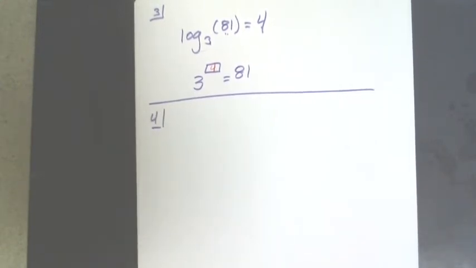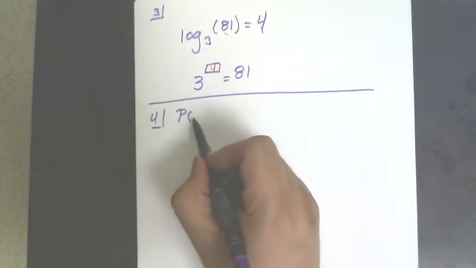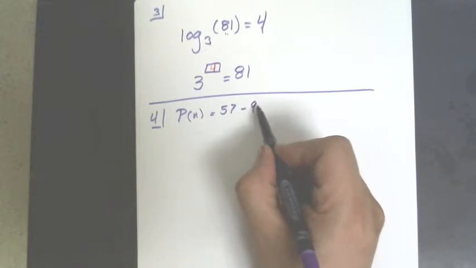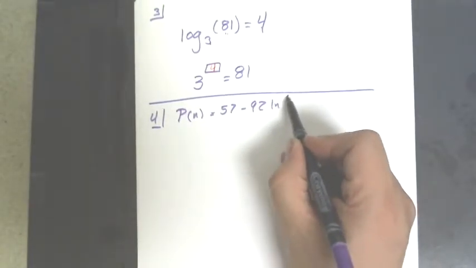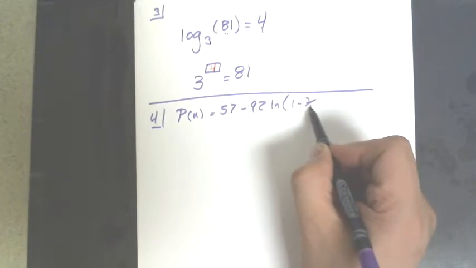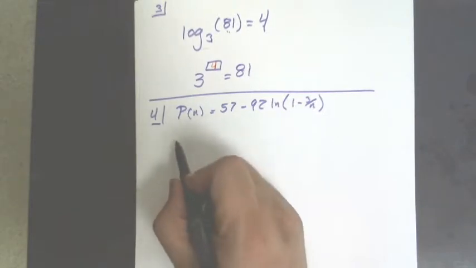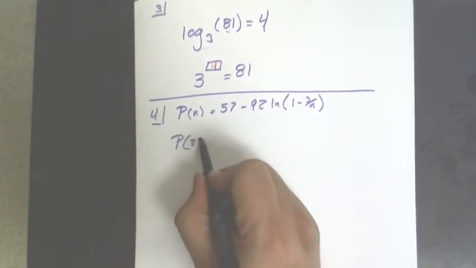Let's look at 4. You're given a function, p of n, equal to 57 minus 92 times the natural log of 1 minus 3 over n. And he told you this models the price per bike seat, P, as a function of the number of seats purchased. Find the price per seat if you purchase 25 bikes. So you're just being asked to find P at 25.